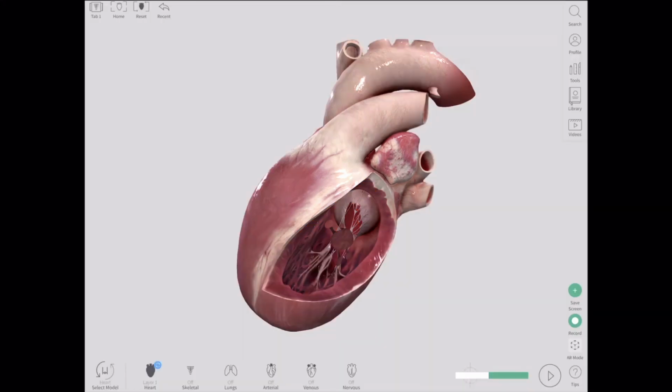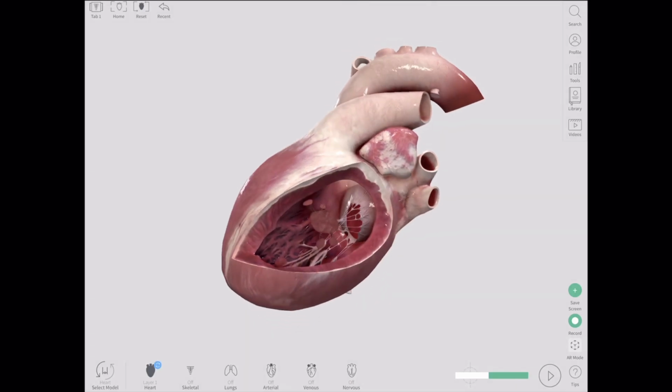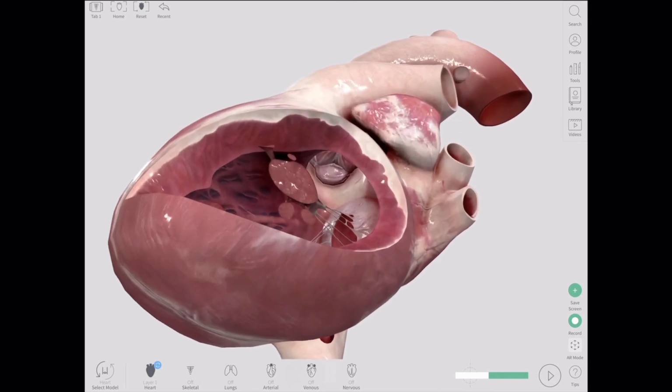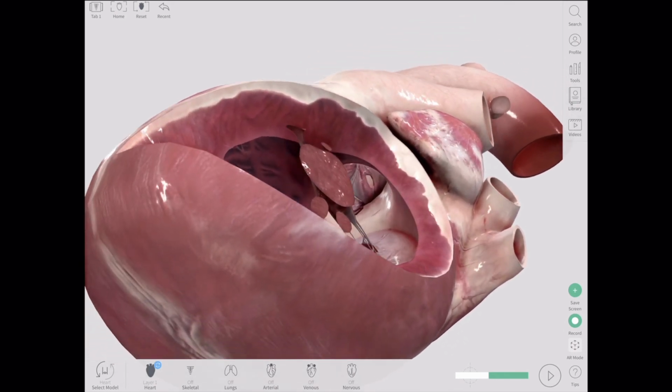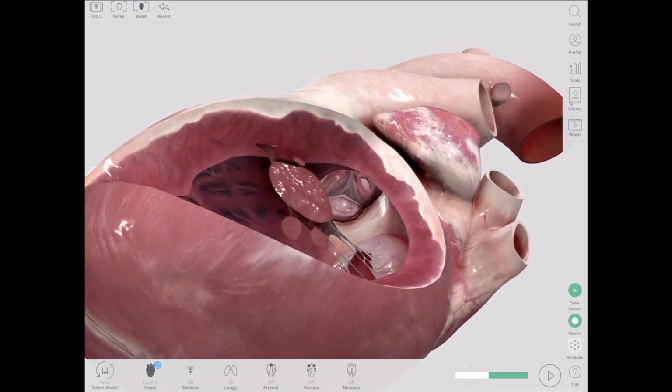So let's come around a little bit more. We're going to swing up so that you can see that. So we're looking into the left ventricle, coming up. We've got another lunar valve here.